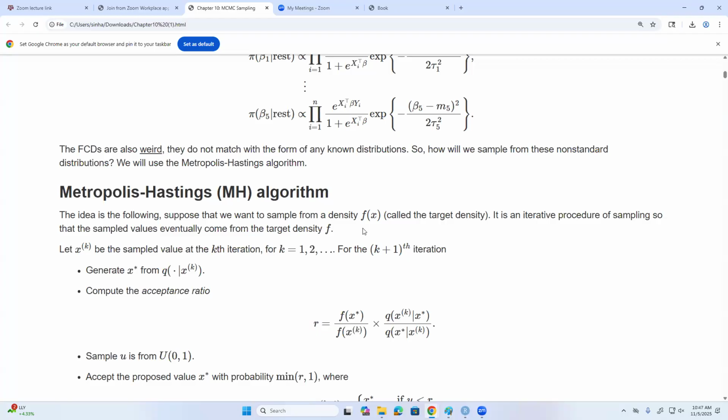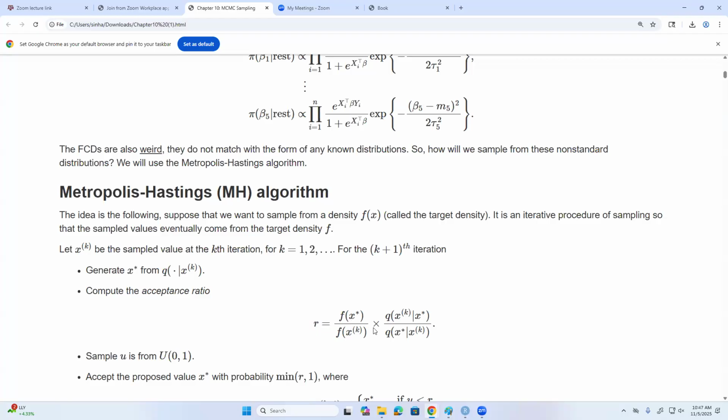This density is called the target density. So let X superscript K be the sampled value at the kth iteration for K equal to 1, 2, 3, 4. And for the next iteration, the K plus 1th iteration, we sample from F as follows. We generate a new value X star from a distribution Q given Xk, then compute the acceptance ratio.